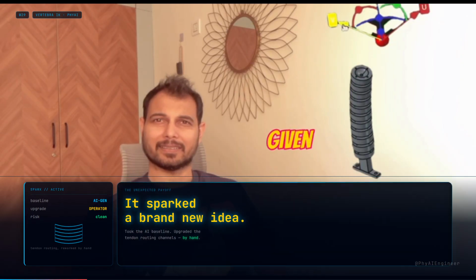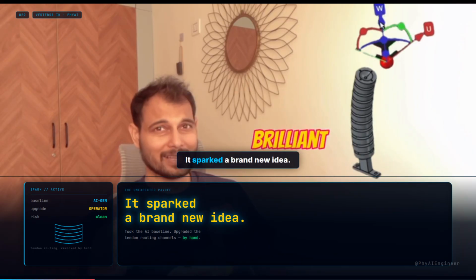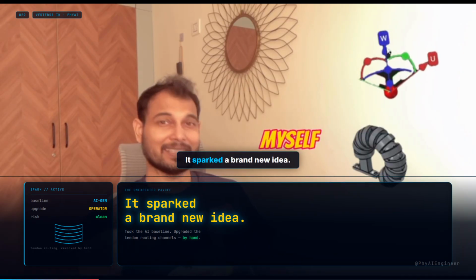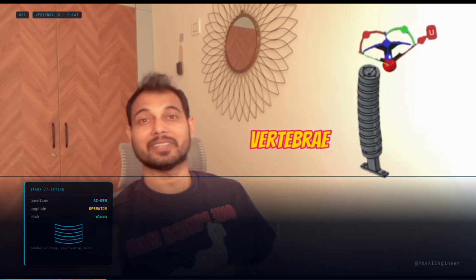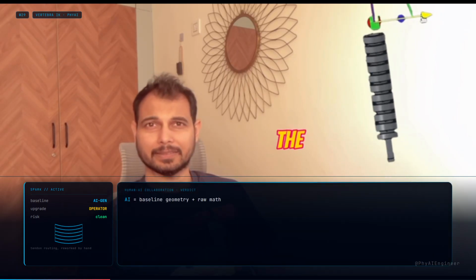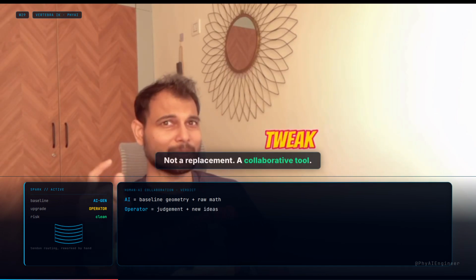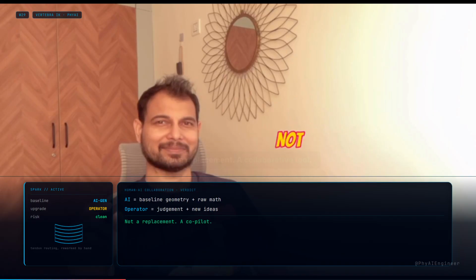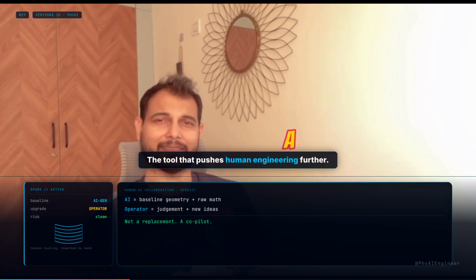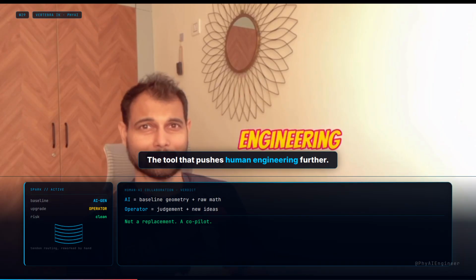The best part here is, given the task to the AI and the result, it actually sparked a brilliant idea. Okay, I'm saying it myself. An amazing idea to build a better vertebra. I've taken the baseline mechanism given by the AI and have some ideas to tweak it later. This is exactly how we should use AI in robotics, not as a replacement, but as a collaborative tool that pushes the boundary of collaborative engineering further.